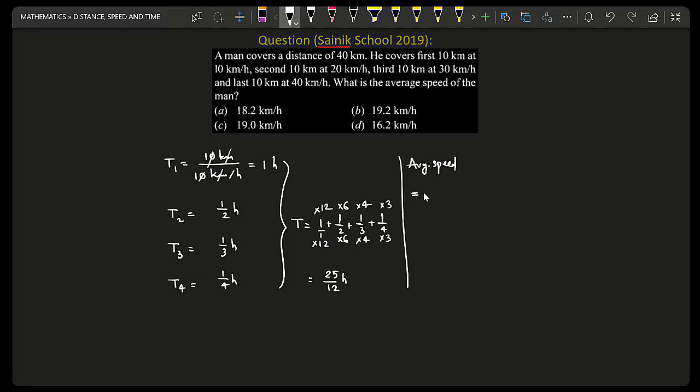What is the total distance? 40. 40 what units? Sir, kilometers. 40 kilometers by total time. 25 by 12 hours. Now there is a fraction in the denominator. It becomes reciprocal, so we can write 12 by 25 and kilometers per hour. So simplify this. Sir, 25 and 40. Sir, 5. And 5 5s are 25 and 5 8s are 40.